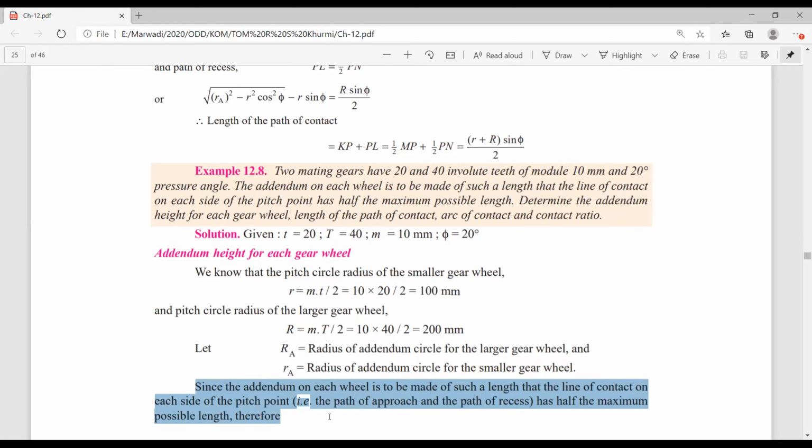Since the addendum on each wheel is to be made of such a length that the line of contact on each side of the pitch point has half the maximum possible length, the path of approach and path of recess are half of the maximum possible length. This is the meaning of this line. So from that we can say that, just a minute.